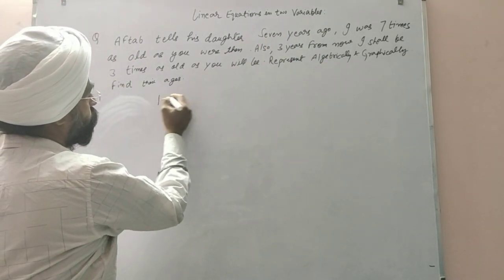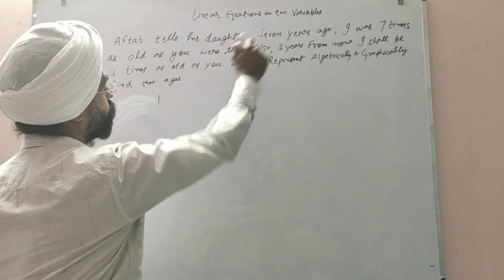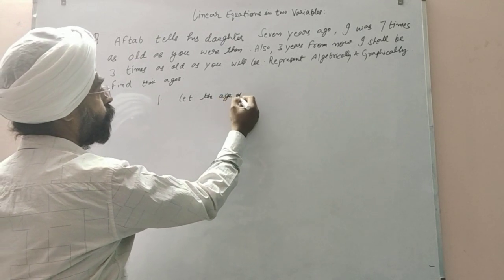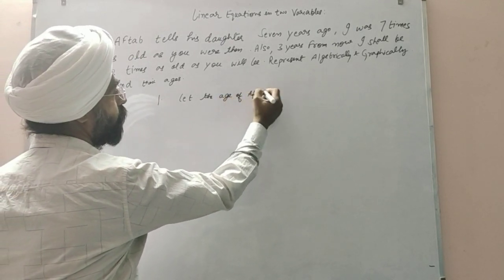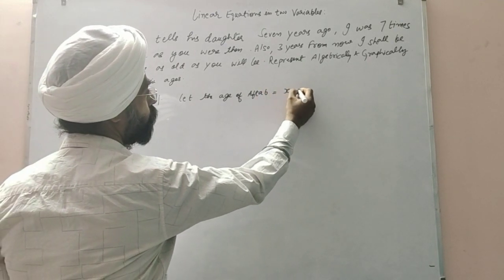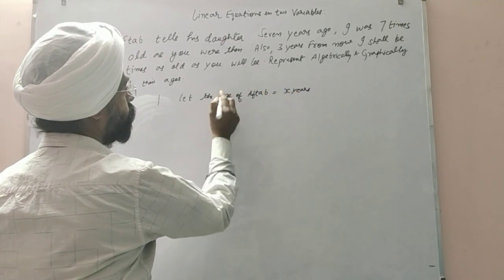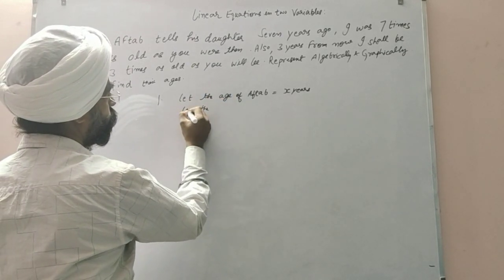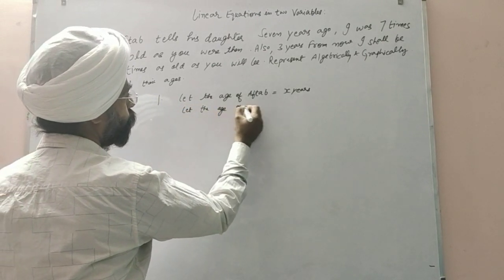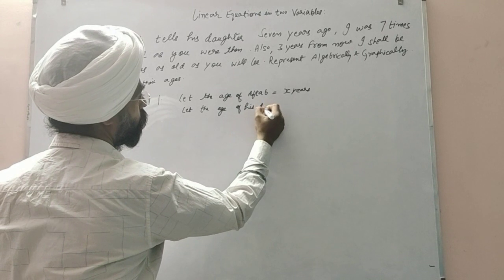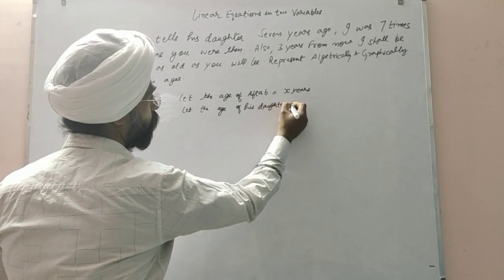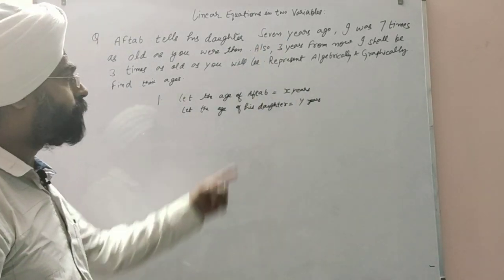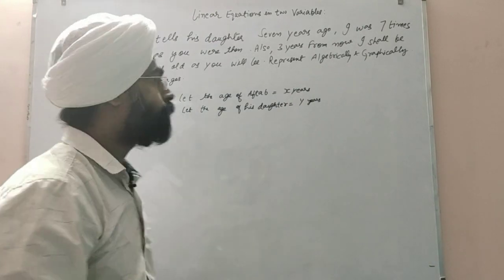First step is that you need to take the two variables. Let the age of Aftab be x years. You can also write present age. And let the age of his daughter be y years. Because this is a question of two variables, in your equation we have to take the two variables.